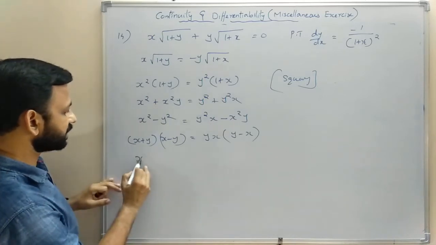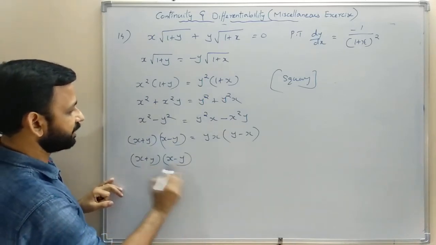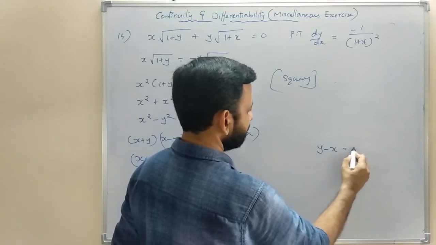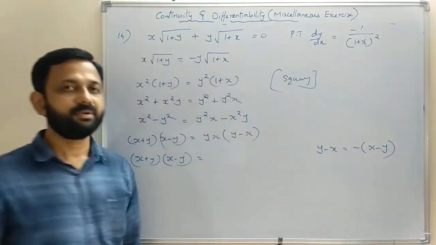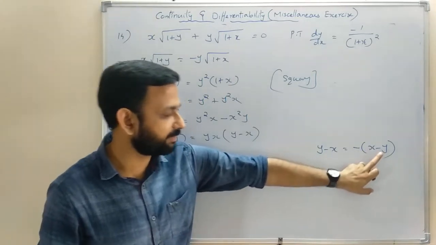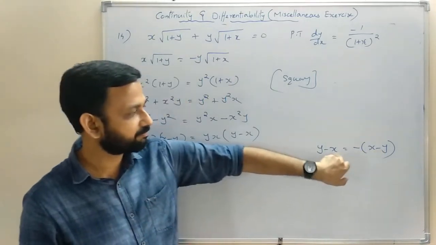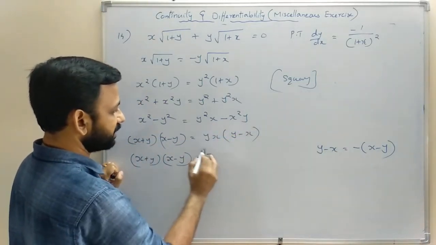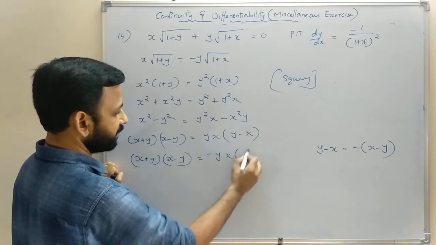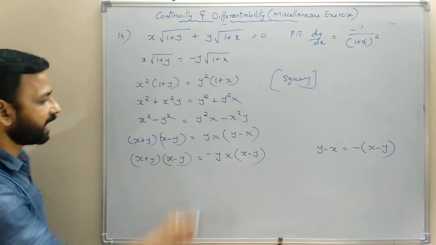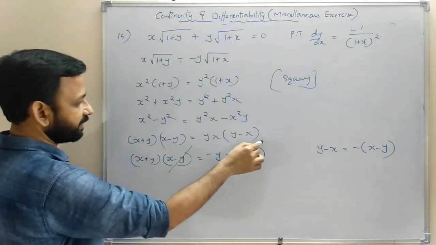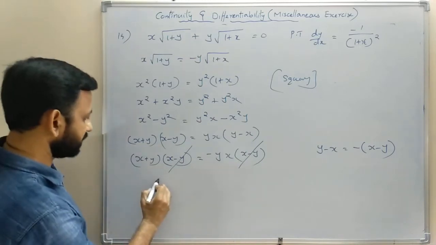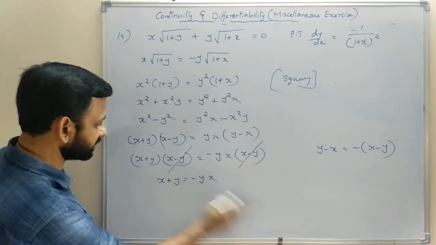Then that is x plus y into x minus y equal to, when we take y minus x, it is equal to minus of x minus y. y minus x is minus of x minus y, because when we open the bracket, minus x plus y, same only. So that minus sign we can take outside from here. So that sign we will keep here. Then y minus x will be x minus y. Now we have x minus y and x minus y, both the sides cancelled. So that is x plus y is equal to minus yx.